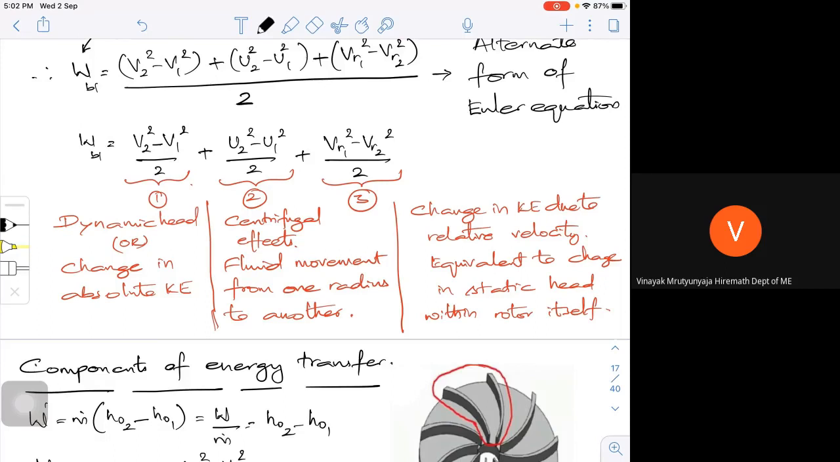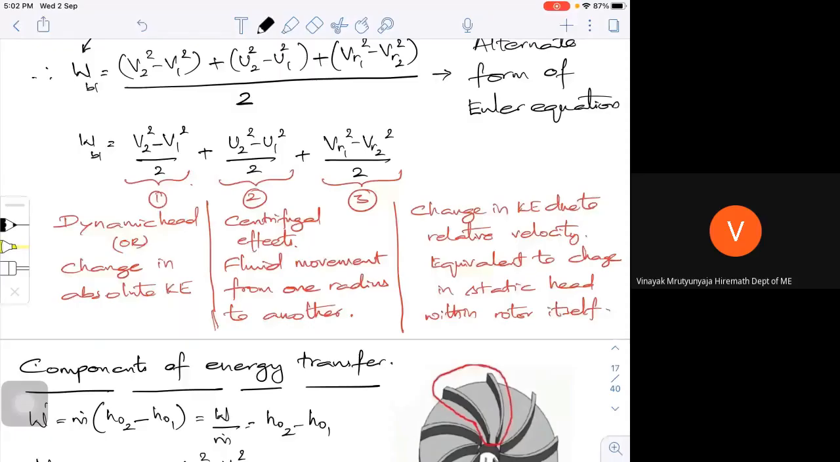I am trying to get a mathematical expression in terms of energy levels or head, the first component. If you look at it, V1 square or V2 square clearly indicate kinetic energy. And now you have U2 square minus U1 square by 2. What is that actually? That energy is mainly because of centrifugal effects. And then what is VR1 square minus VR2 square? Those terms are energy mainly because of the relative velocity.